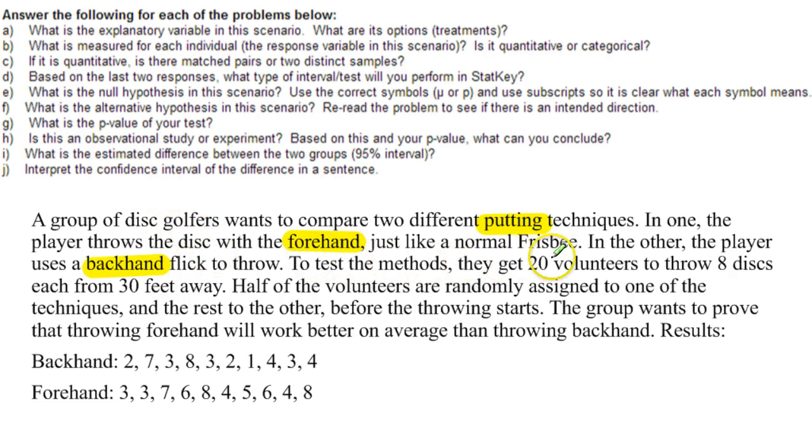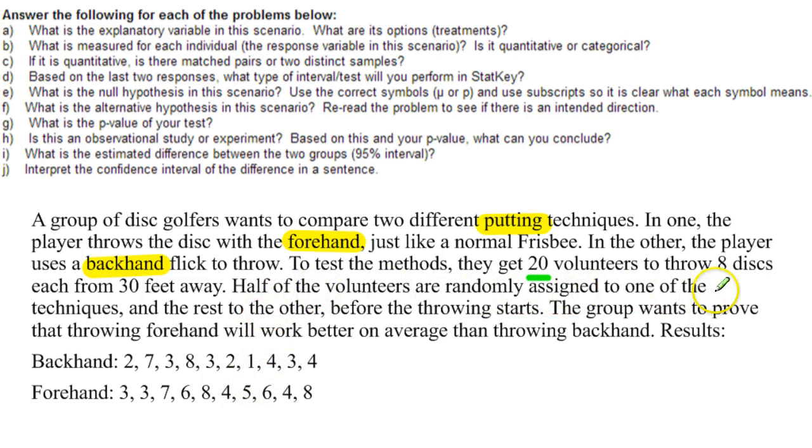To test the methods, they get 20 volunteers to throw 8 discs each from 30 feet away. A lot of numbers going on there. The 30 feet away probably is not telling us anything that's going to be needed in the actual statistics. It just gives us some information about how they're doing their study. The 20 volunteers may turn out to be important, because it tells us how big our sample size is. And it says they each throw 8 discs. So I'm guessing these numbers represent how many discs they made out of the possible 8, and you can see none of these numbers are larger than 8.